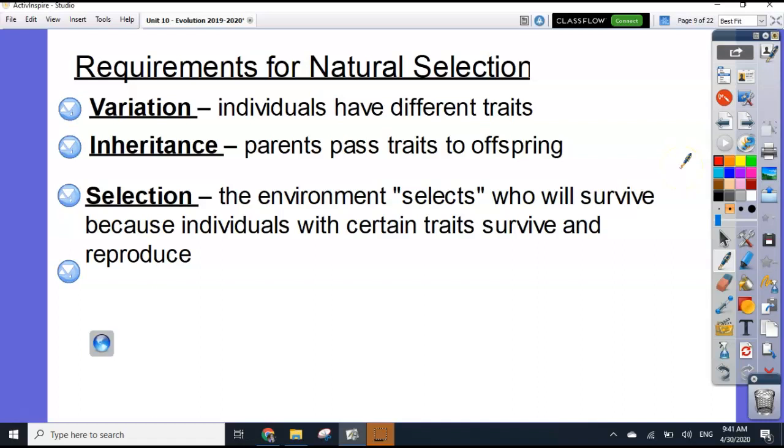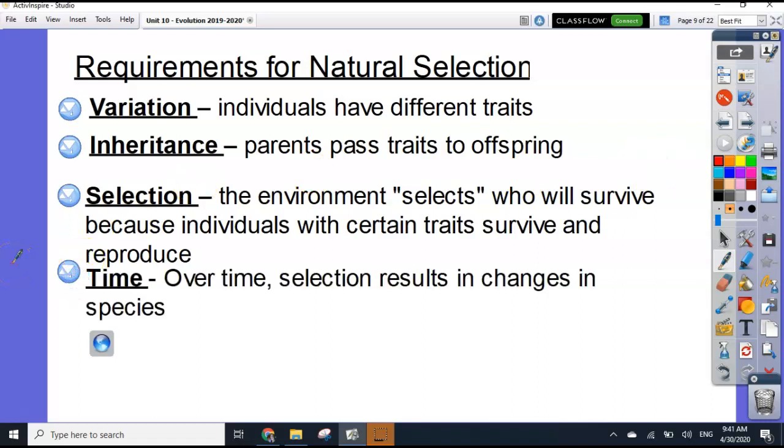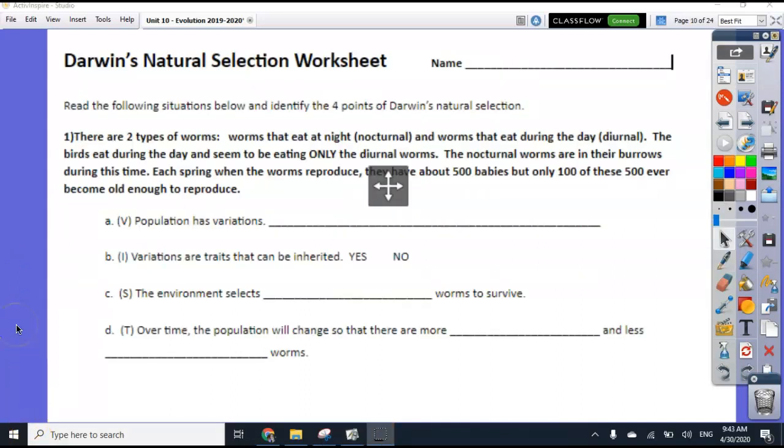Selection, so the environment selects who's going to survive. And then over time, there's going to be changes. Okay, so over time we get changes in species. So let's take a look at the worksheet here that you guys are going to be doing. And this is identifying those 4 different components: variation, inheritance, selection, and time.